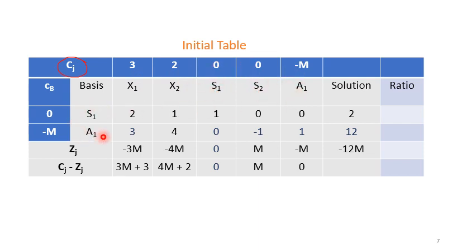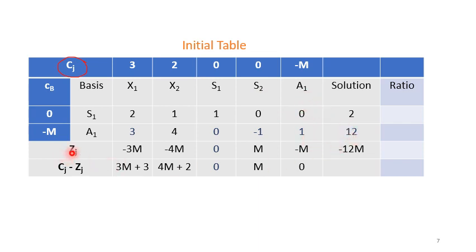In the basis, you now introduce the slack variable s1 and the artificial variable a1. The coefficient of s1 will be 0 and the coefficient of a1 will be minus M because it's a maximization problem. And these are the coefficients of the constraints. The first constraint was 2x1 plus 1x2 plus 1s1 plus 0s2 plus 0a1 is equal to 2. The second constraint was 3x1 plus 4x2 plus 0s1 minus 1s2 plus 1a1 is equal to 12.